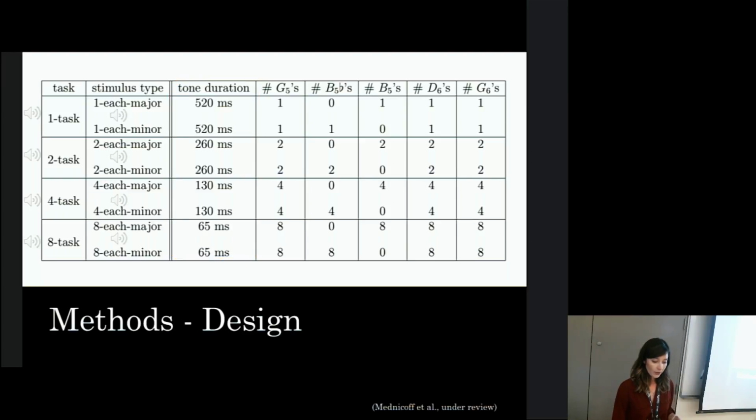tones. And so just due to time constraints, I just want to play you the slowest stimulus versus the fastest stimulus. And if you're curious to listen to the other stimuli, I put a link on Moodle, which you can access later.